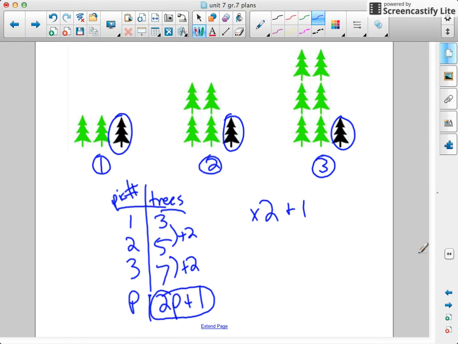So that just shows some examples of linear relations and how to write expressions.